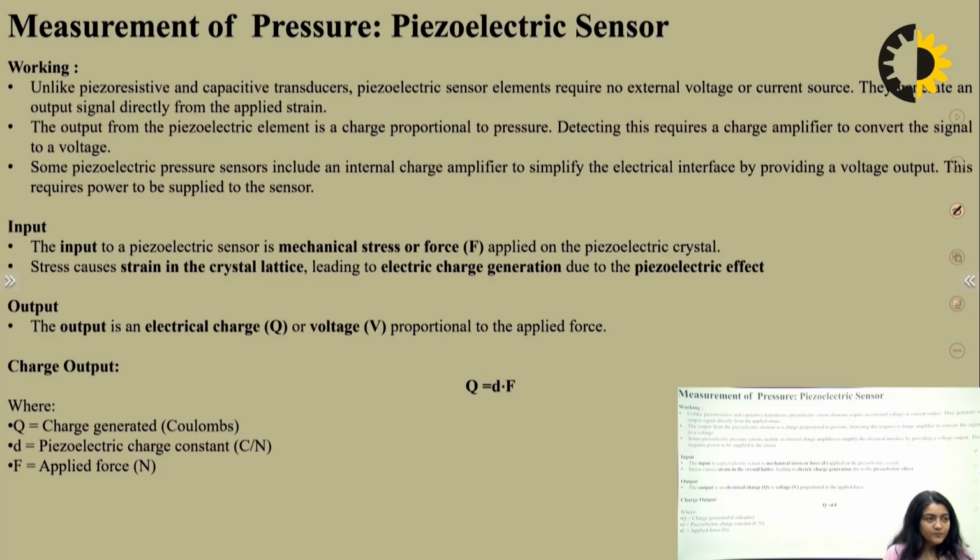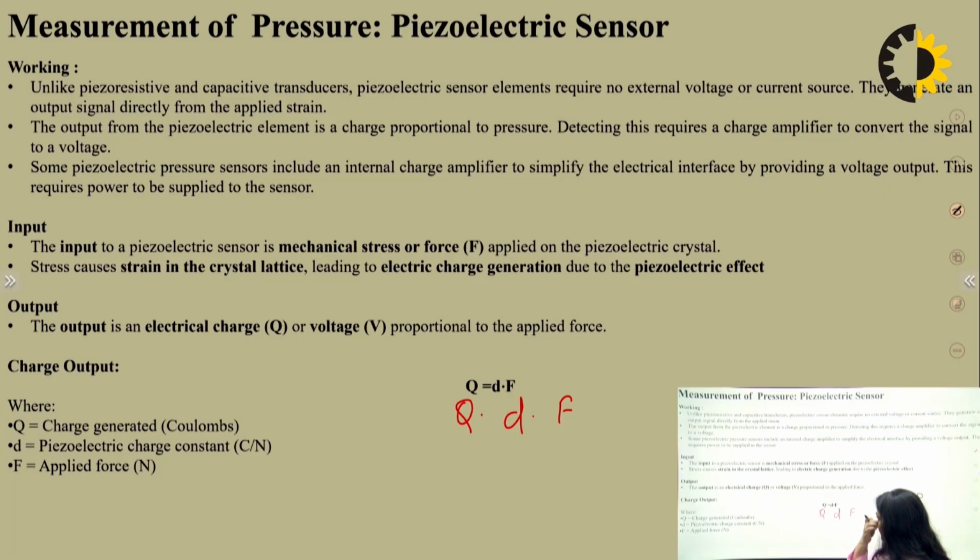Now, the input to the piezoelectric sensor is a mechanical stress or force applied on the piezoelectric crystal. Stress causes strain in the crystal lattice, leading to electric charge generation due to the piezoelectric effect. Output is an electric charge Q, or a voltage proportional to the applied force. So the charge output will be Q equals d F, where d is the piezoelectric charge constant, given in coulombs per newton. So Q equals d into F.